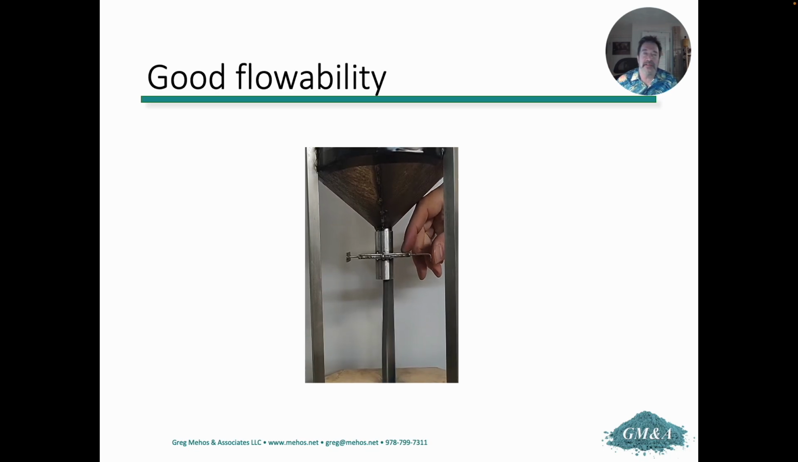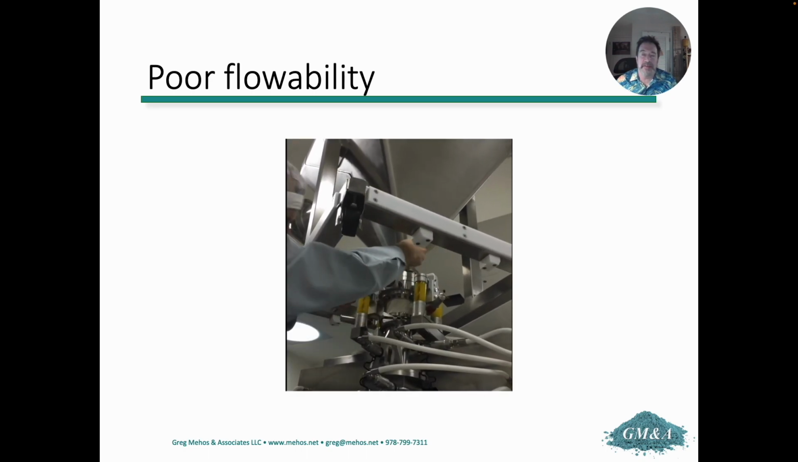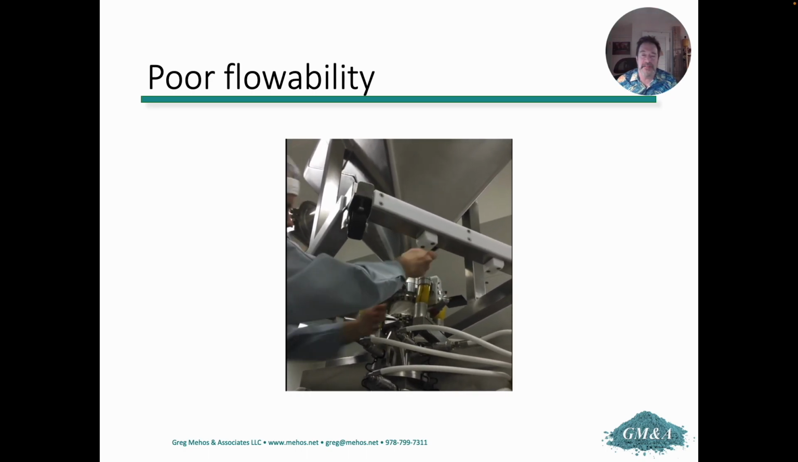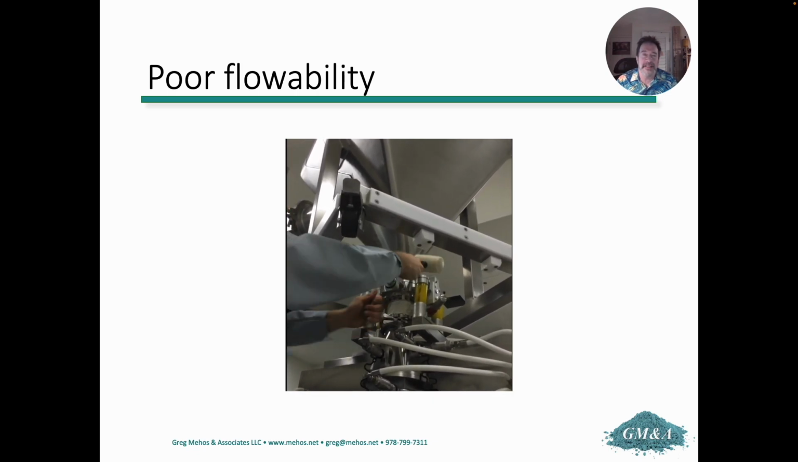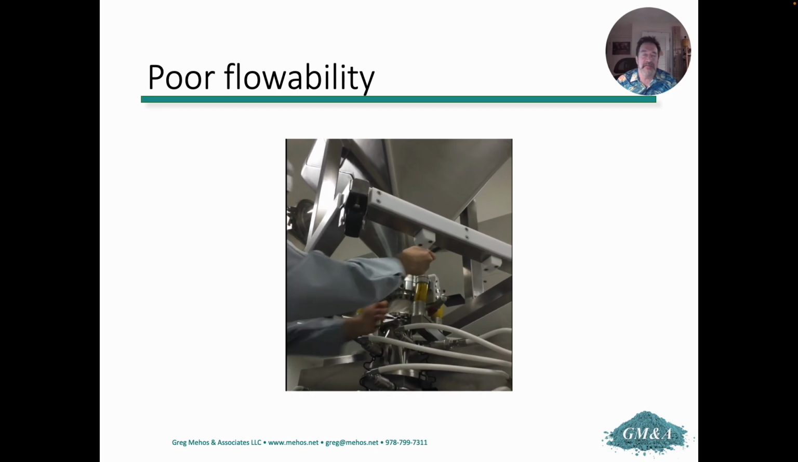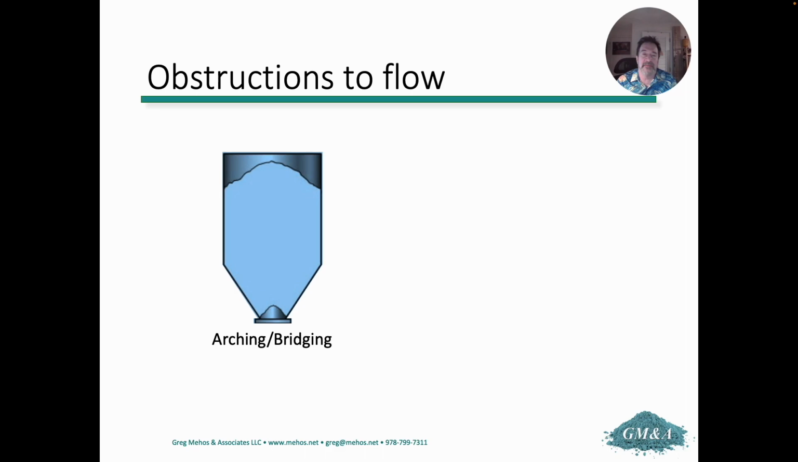So, what is good flowability? Well, this is good flowability. You have a hopper, you open up the gate, and material flows. That is good flowability. What is poor flowability? That's when you open up the gate and nothing flows. This material has poor flowability. Nothing flows. So the definition of flowability should be rather straightforward. All you're trying to do is prevent an obstruction from developing.